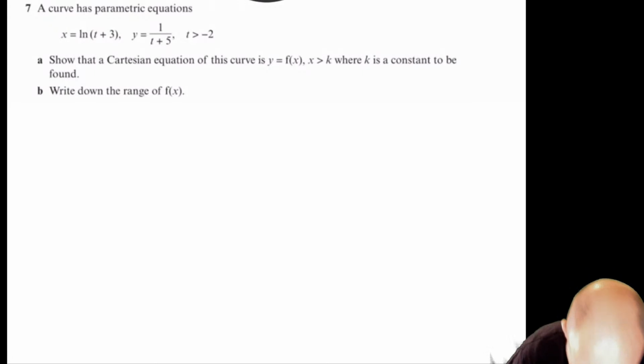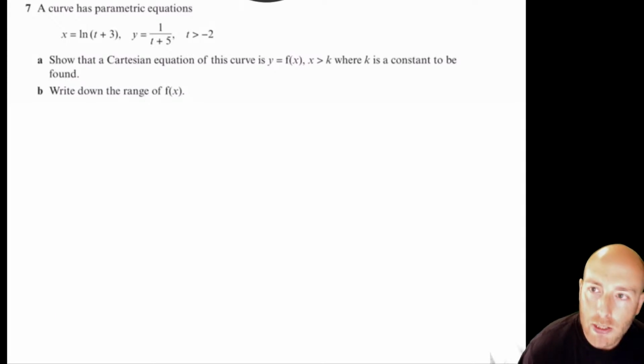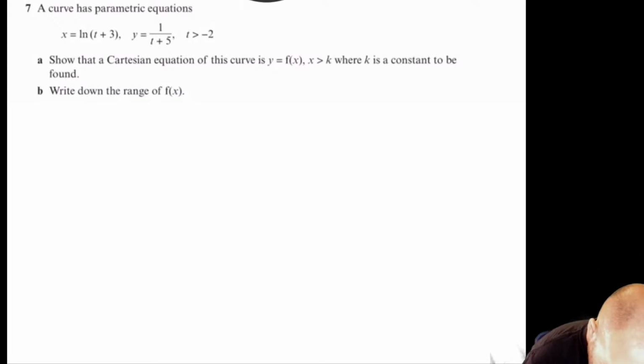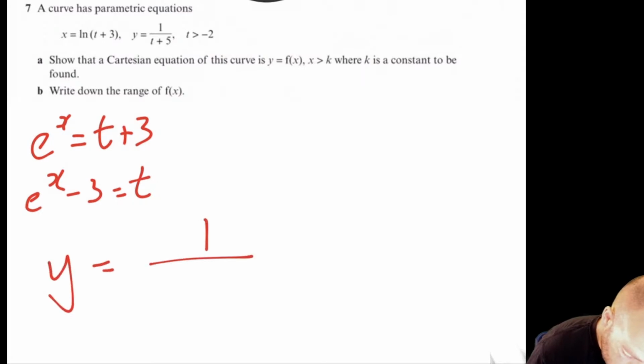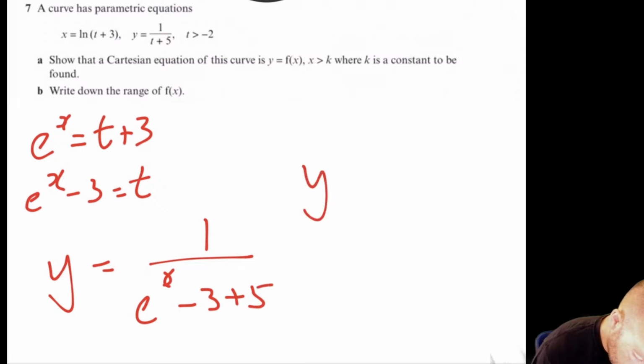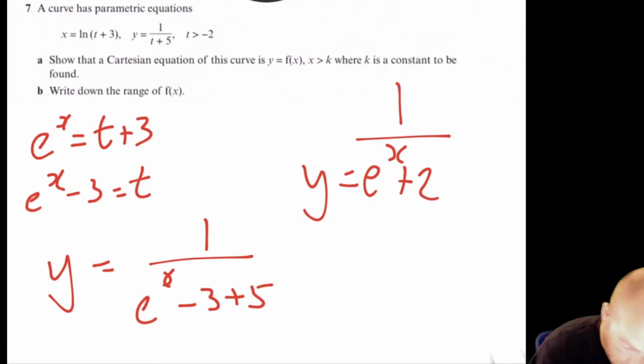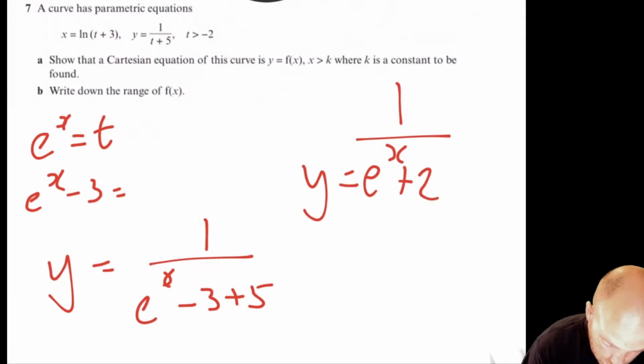Cool. Right, let's race through this and get on to the next one. So combining these two, find a Cartesian. So I'm going to rearrange the first one to get e to the x equals t plus 3. So e to the x minus 3 equals t plus 2. So then y equals 1 over e to the x minus 3 plus 5, which is y equals 1 over e to the x plus 2. Write down the range of it.